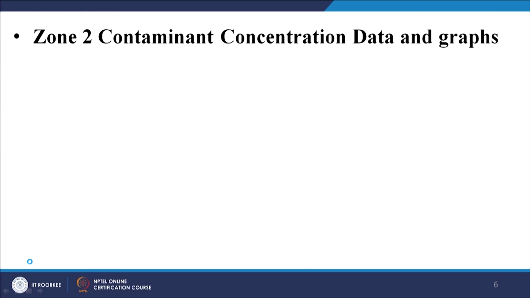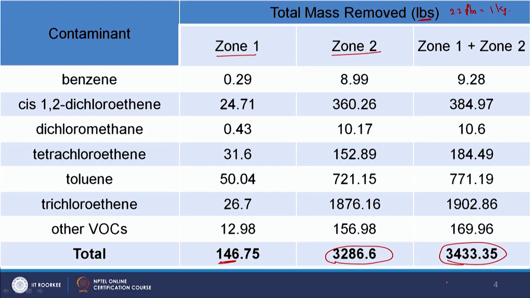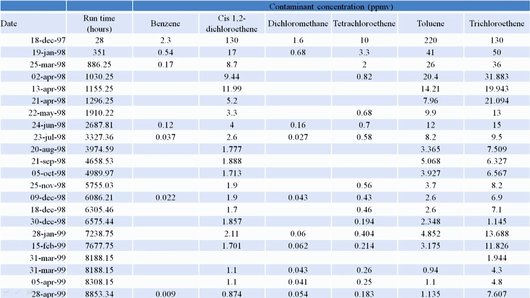So, let us move on to zone 2. We saw that there was greater contamination in zone 2: in zone 1 only around 150 pounds, and in zone 2 almost 3,300 pounds. That is something to keep in mind. So, let us look at the zone 2 data. A similar picture probably, but we start out with much higher concentrations for almost all the relevant compounds. Toluene is 220 out here, TCE is 130, and so on. We started at 97 and so on.